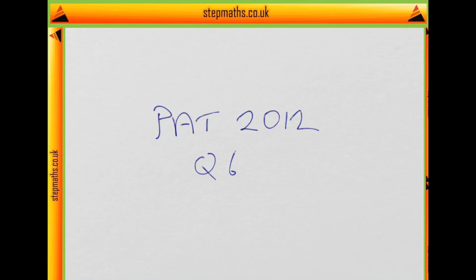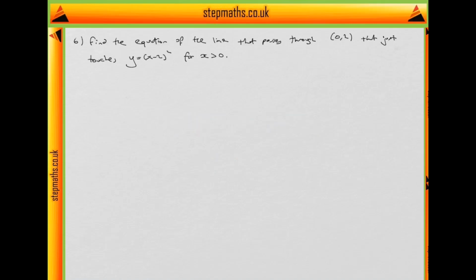Hi, today looking at the PAP paper from 2012, going through question 6. Question 6 says to find the equation of the line that passes through the point (0, 2) that just touches the curve y equals (x minus 2) squared, for x defined strictly greater than 0.